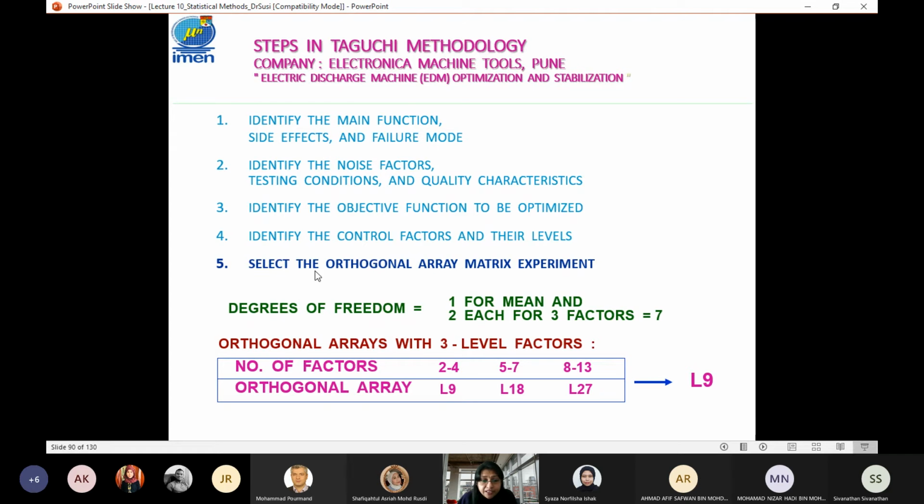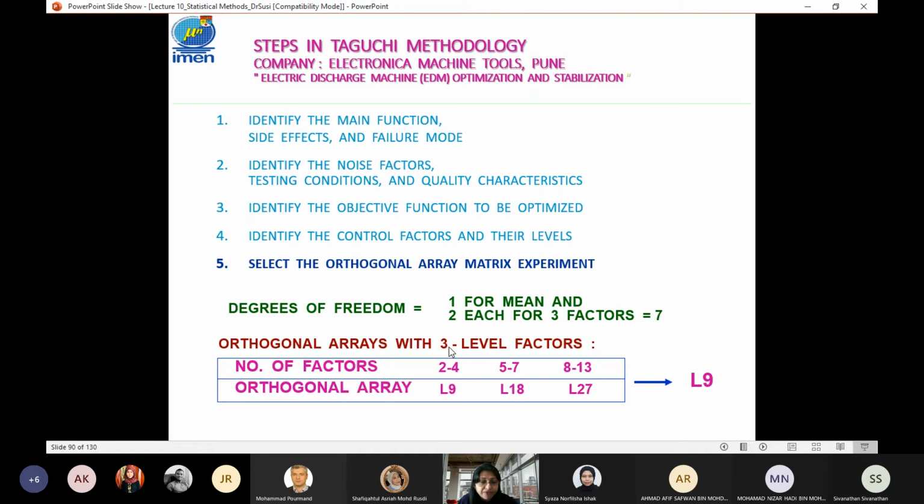If you look at the orthogonal array matrix experiment, the degrees of freedom, I think all this is covered by Dr. Anik's lecture. If you have forgotten what degrees of freedom is, please go back and look at Dr. Anik's lecture notes on degrees of freedom. So 1 for the mean and 2 each for 3 factors, giving you 7 degrees of freedom.